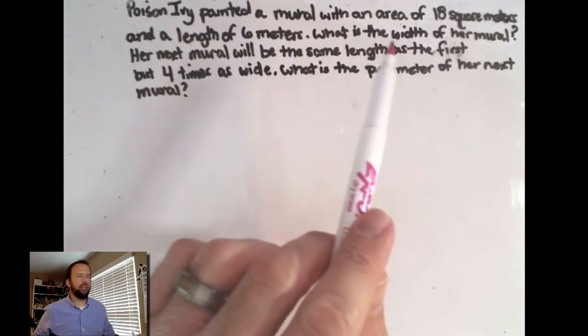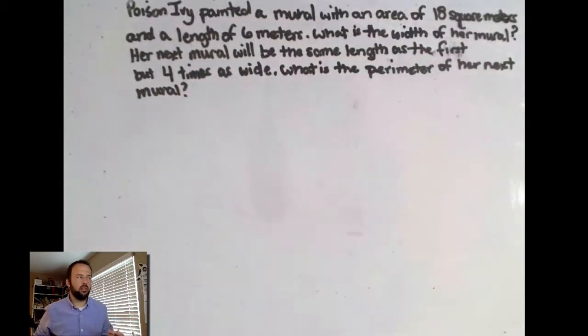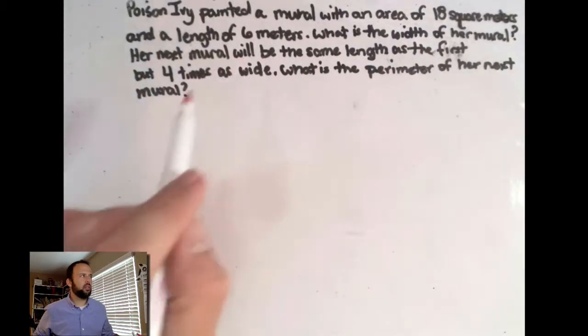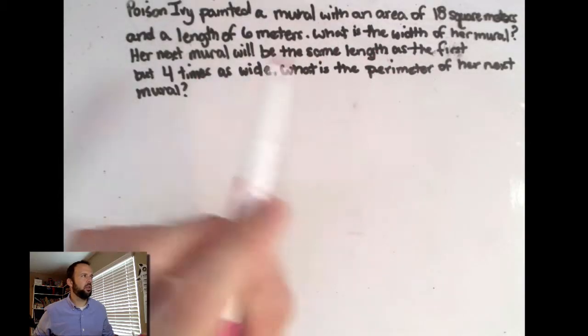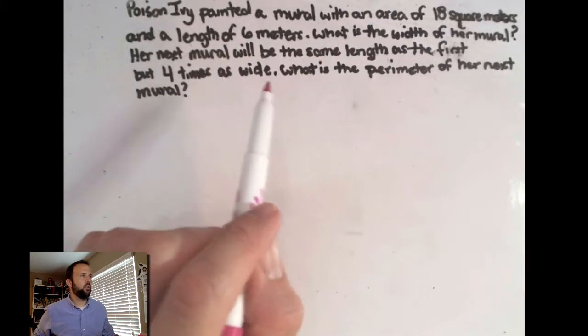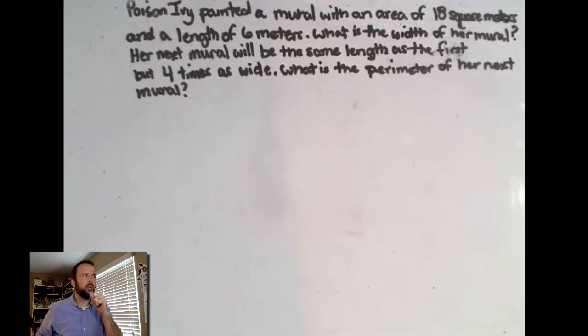Okay, so right now we have a missing length, or I'm sorry, a missing width, missing dimension problem to start. But then it goes on here and it says her next mural will be the same length as the first one, but 4 times as wide. What is the perimeter of her next mural? So we got a two-parter going on here.